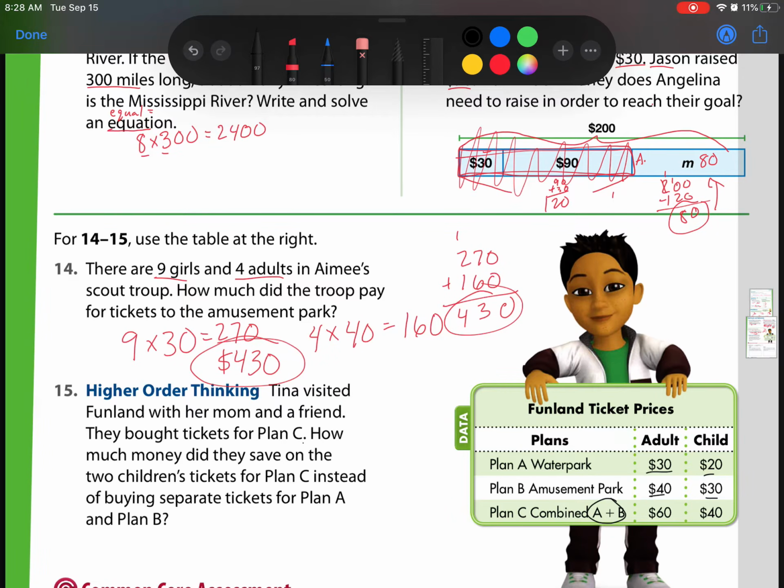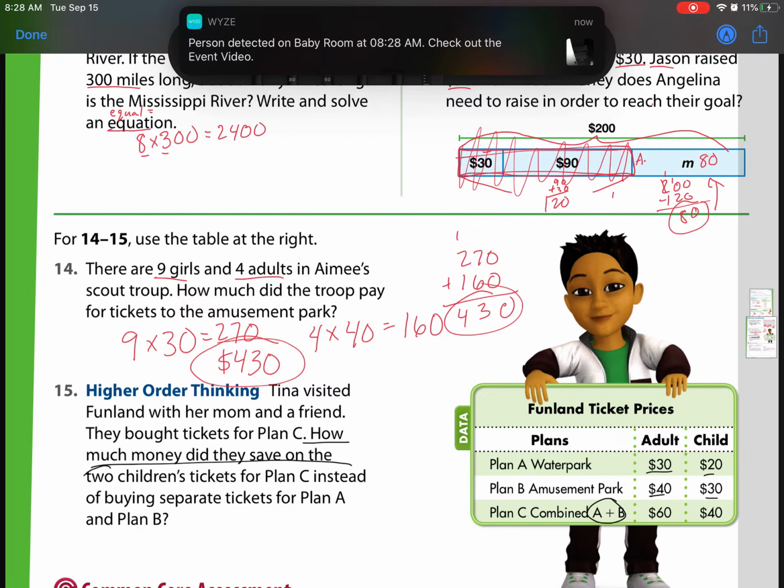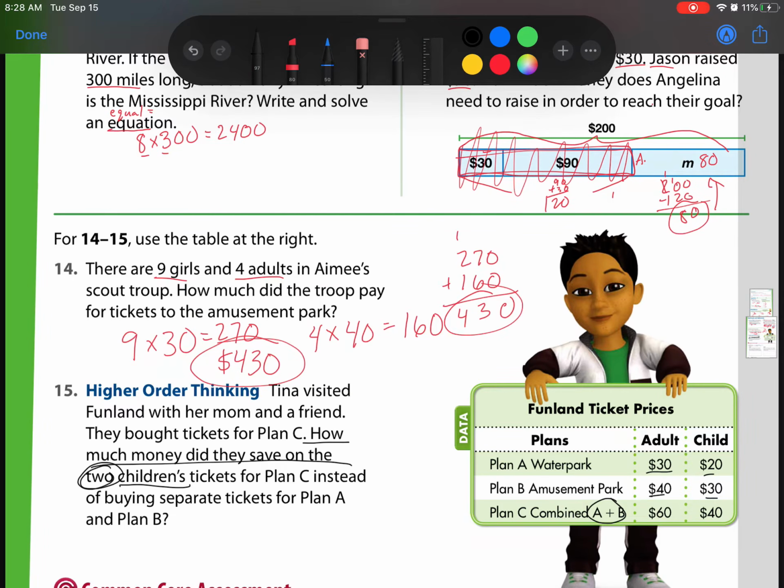So let's look again at our question right here. How much money do they save on 2 children's tickets for Plan C instead of buying separate tickets for Plan A and Plan B? Well, let's check. 2 children's tickets for the water park would be what? 20 times 2. That's 40. 2 tickets for the amusement park would be what? 30 times 2, which is 60. So how much would it have been if they bought those 2 tickets each instead of buying the combined payment? They'd pay $100, which, wow, that's a lot. So let's see if we could save them some money.